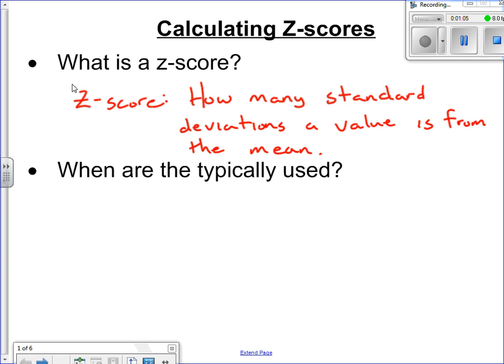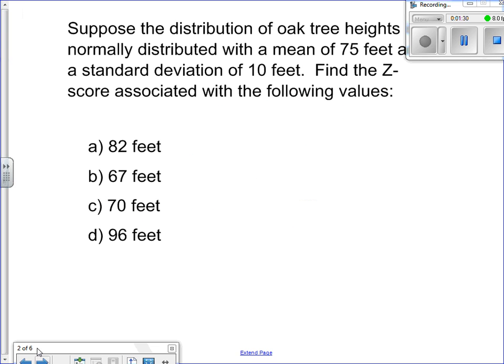So we're going to use that idea and start to almost standardize the different values we're given so we can see if a certain value is further away than other values. Typically z-scores are going to be used when we have a normal distribution. Obviously there's a lot of different types of distributions, skewed, uniform. These are typically used when we get to normal distributions. Now, let's take a look at a problem.